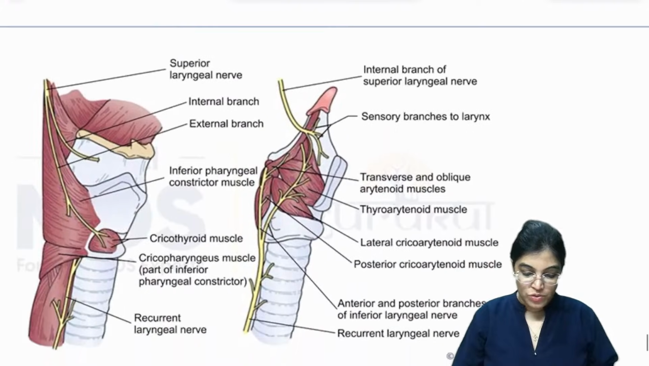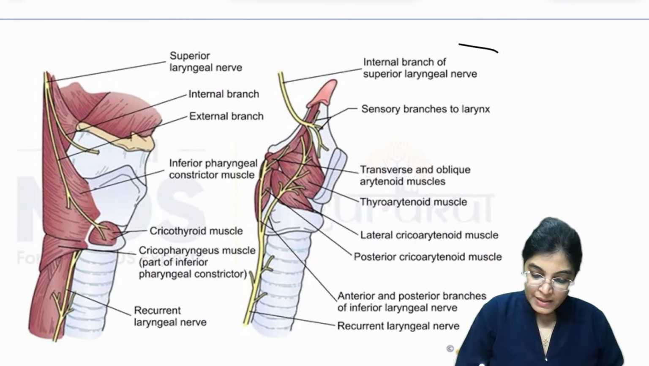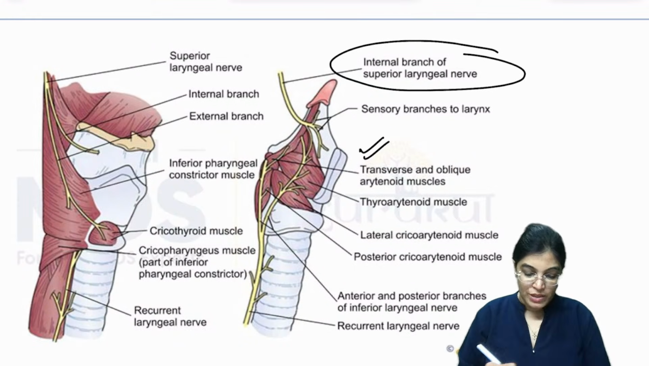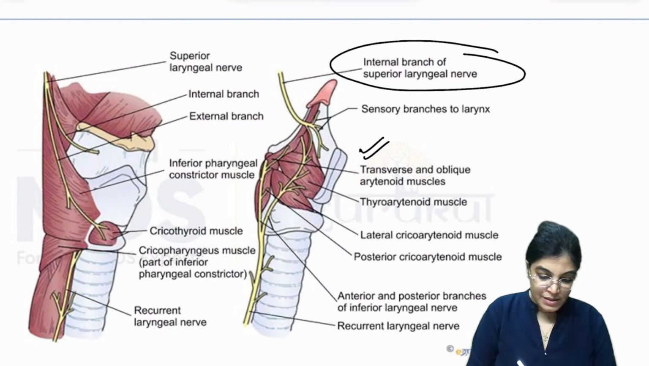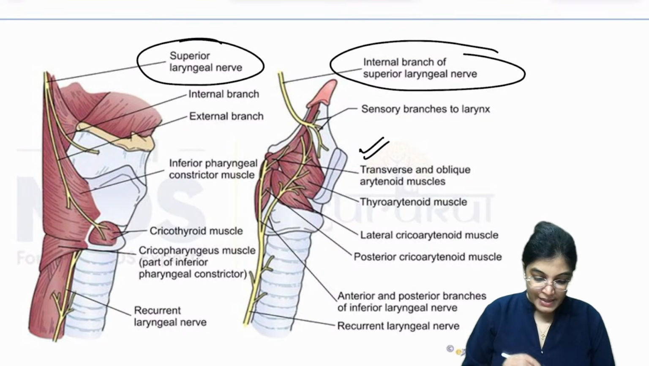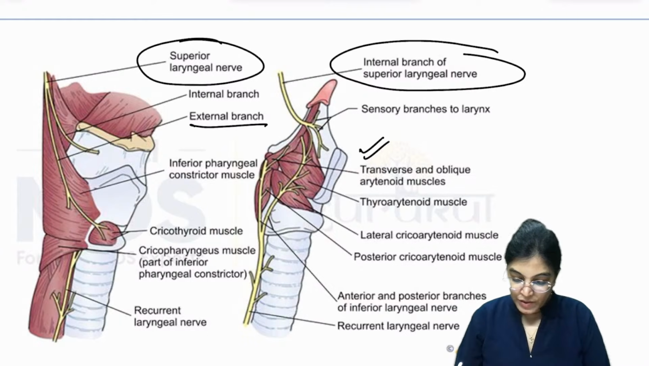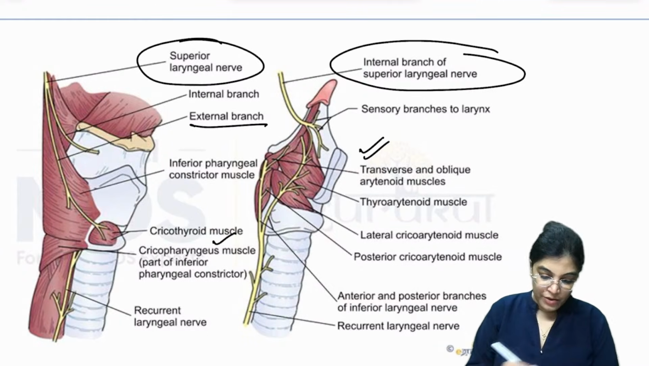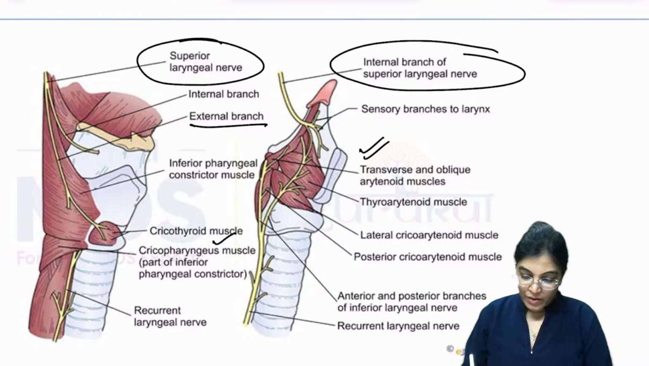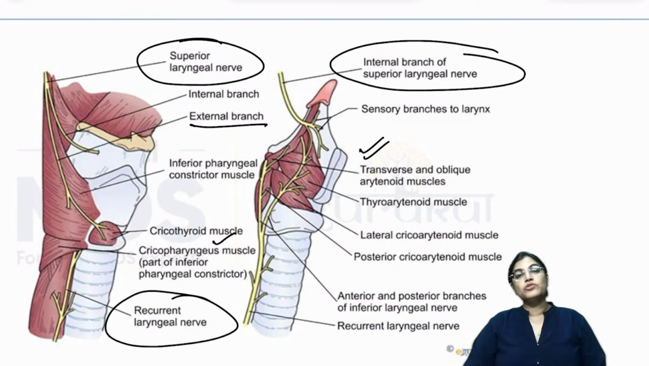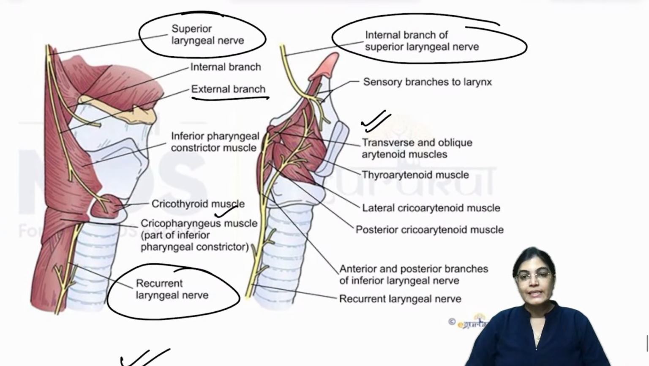So I just want to show you this image, where you can see the internal branch of the superior laryngeal nerve giving innervation to the upper part of the laryngeal cavity. And this is the superior laryngeal nerve and its external laryngeal branch. The external branch will give innervation to the cricothyroid muscle, as shown in the diagram. Okay, the recurrent laryngeal nerve, as you can see in the diagram, is giving innervation to all the muscles of the larynx except cricothyroid, and sensory innervation to the lower part of the laryngeal cavity.